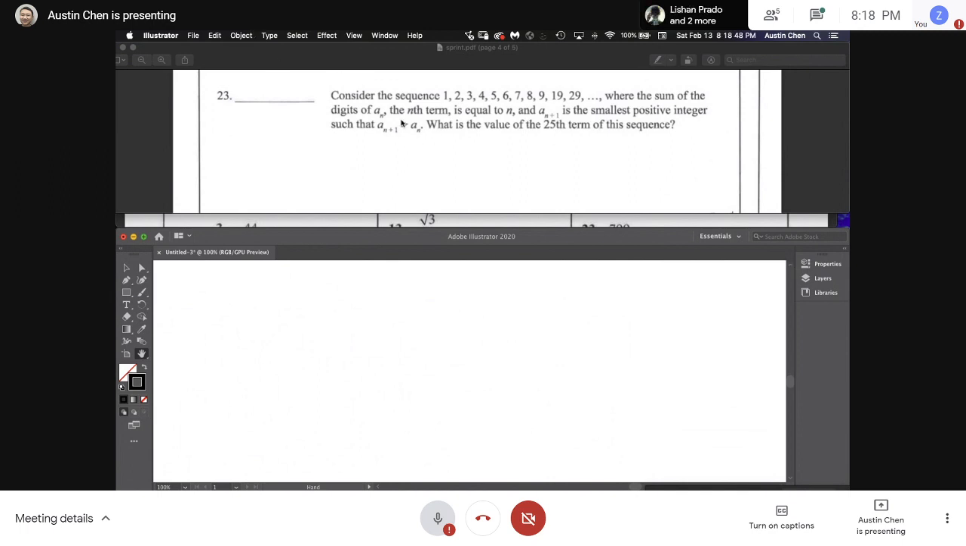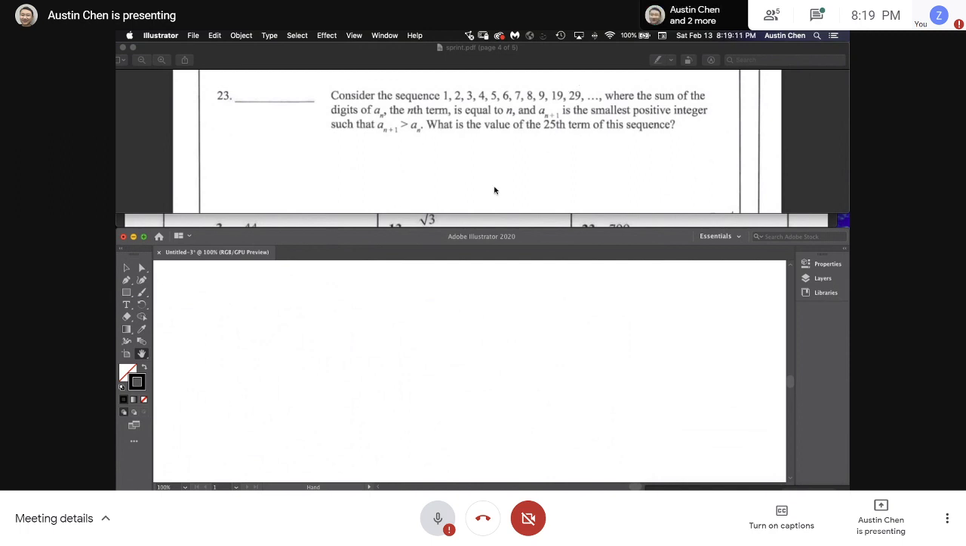First thing it's saying is that for every nth term, the sum of its digits is equal to n. So you can see that you first have a list of digits. Those digits summed is equal to n, which is itself. And then 19 is our 10th term, right? And 1 plus 9 is equal to 10, just like it says.